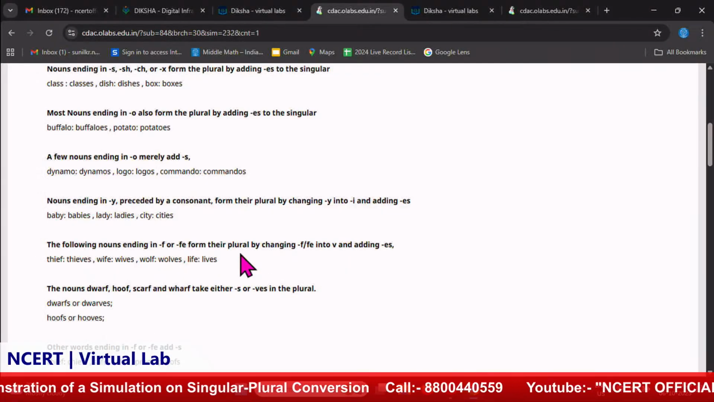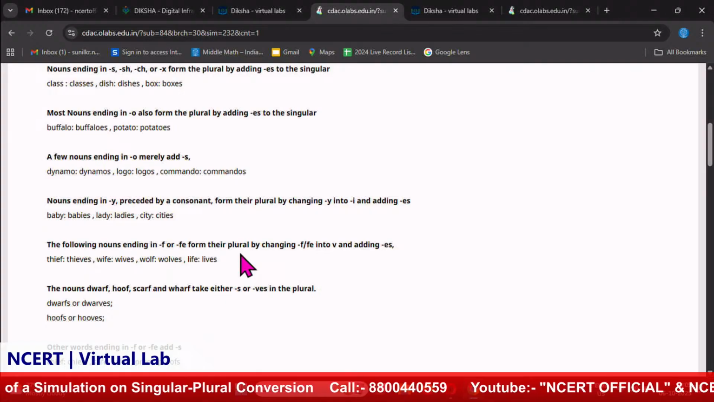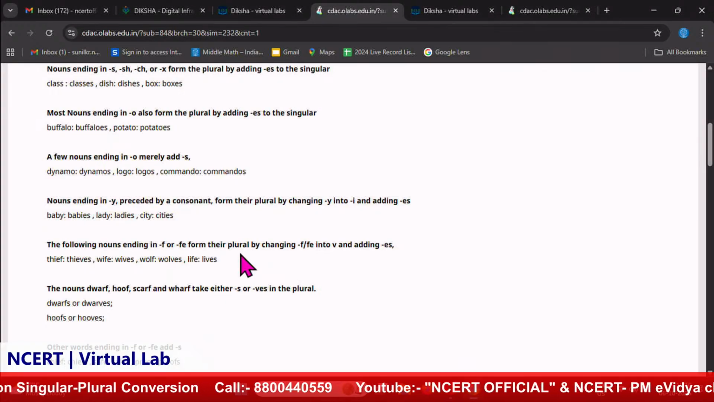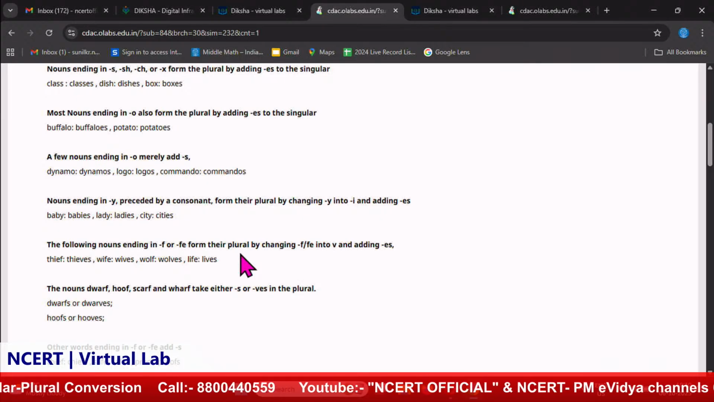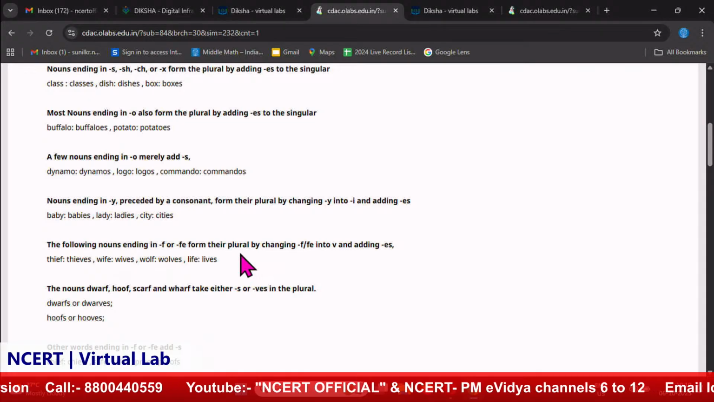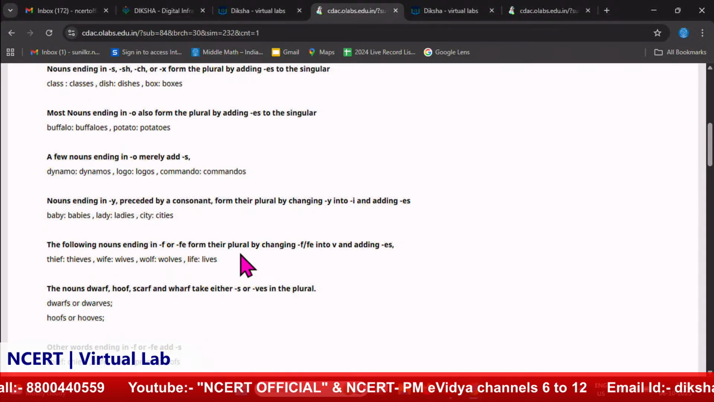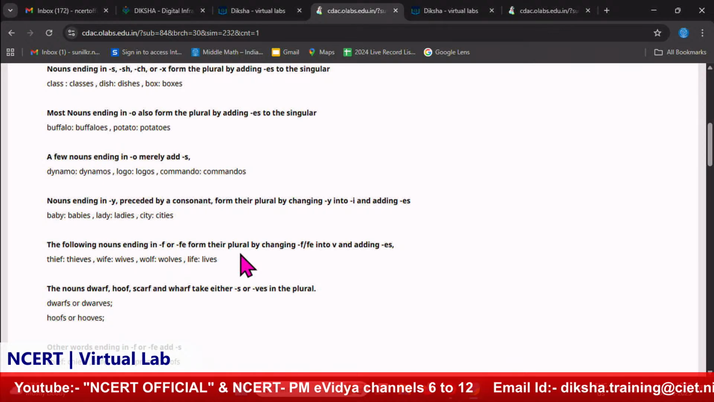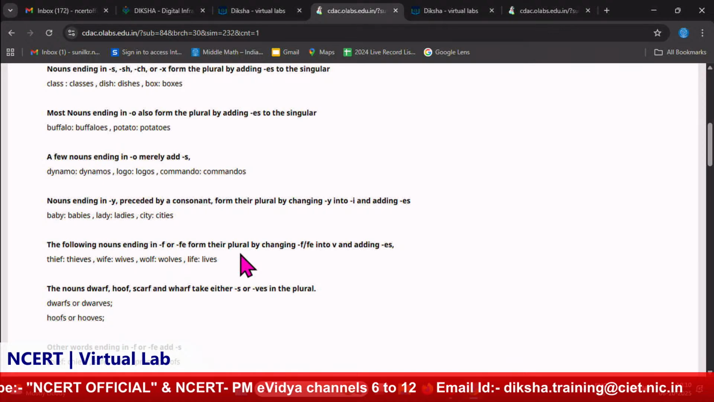Then words ending in y. Then also there is a problem that it does not sound right when you say B-A-B-Y-S, babys. So it has to be babies, which will be I-E-S. Baby, lady, city, anything that ends in Y will have a plural in I-E-S. Okay.